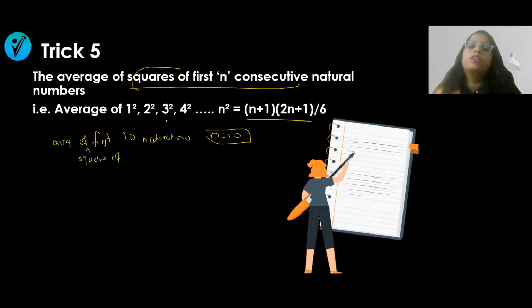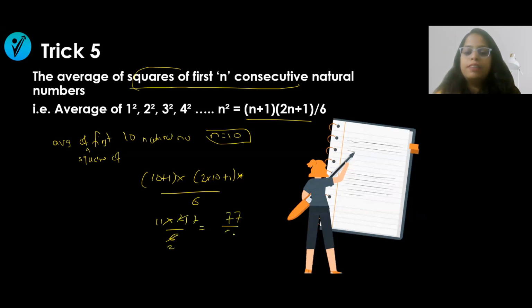At that time, what will be the average? Like 1 square, 2 square, 3 square, 4 square, 5 square, up to 10 square. Average will be equal to (n plus 1) into (2n plus 1), divided by 6. That means (10 plus 1) into (2 into 10 plus 1), divided by 6. So 10 plus 1 is 11, into twice of 10 plus 1 means 21, divided by 6. So 3 2s are 6, 3 7s are 21. So it will be equal to 77 by 2. That means it will be equal to 38.5.